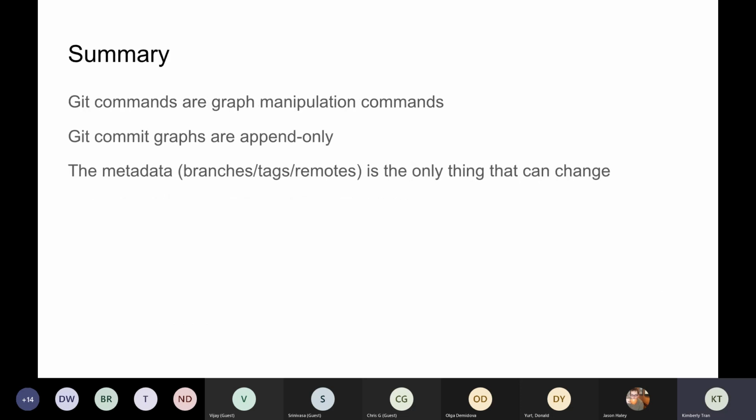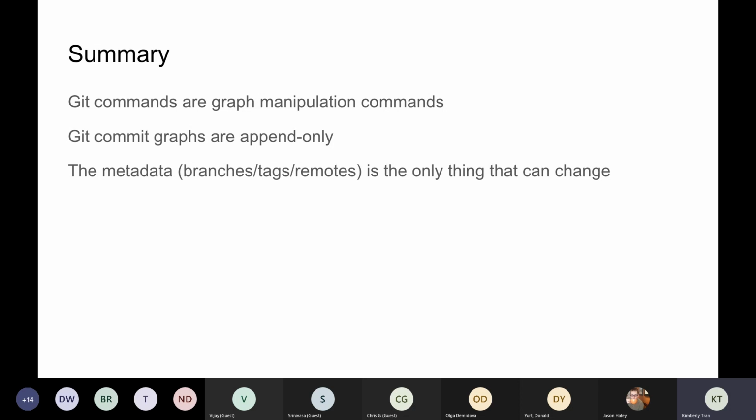Okay, so in summary, Git commands are graph manipulation commands. They're best understood as ways to manipulate your graph. And because graphs are append only, what you're really changing is the metadata that points to these commits. You're not modifying the graphs themselves in the sense of doing surgery on the graph. I guess that's completely disallowed. You cannot change a commit's parent. You're only adding to those graphs, and you're changing the metadata, the branches and tags and remotes and so forth, to point to the commits that you want them to change.